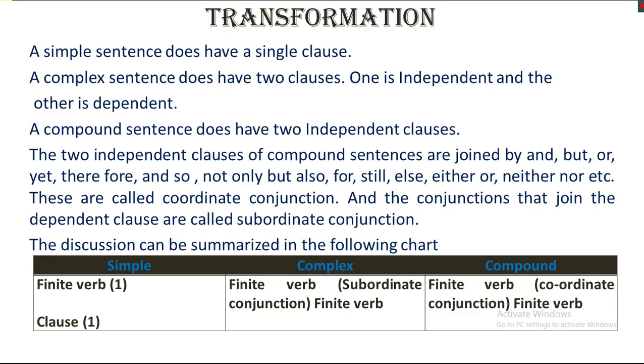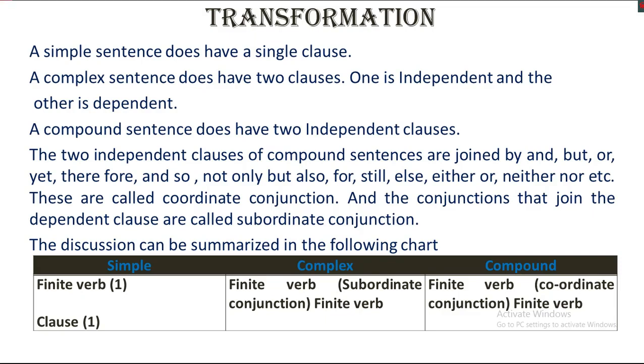So if there is one finite verb in a sentence, there must be one clause and the sentence is simple. If there are two clauses, one dependent and the other independent, the sentence is complex. If there are two independent clauses, the sentence is compound. Therefore, we can come to the conclusion that a simple sentence has a single clause. A complex sentence has two clauses, one independent and the other dependent. A compound sentence has two independent clauses.